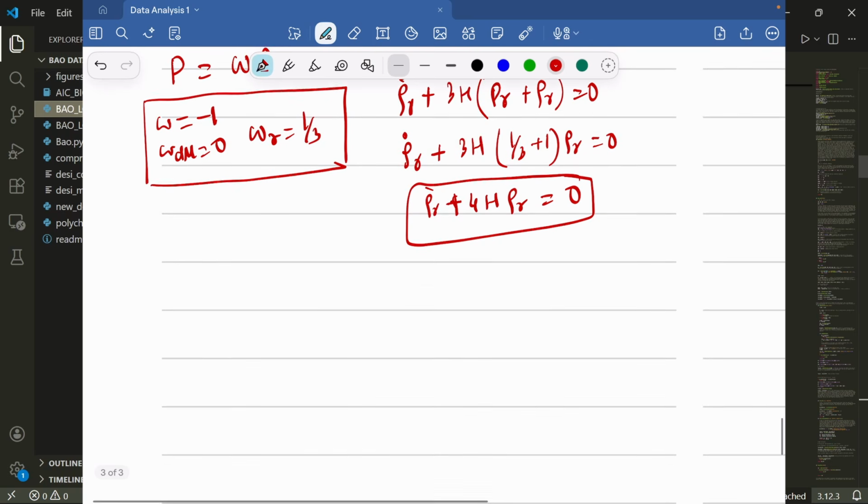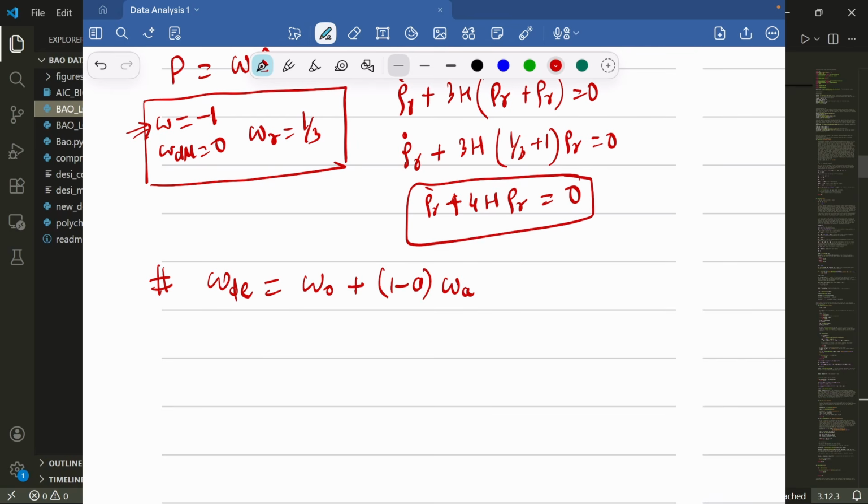Let's say you have another model for the cosmological constant. Let's say I don't want to fix my equation of state to -1. So my dark energy equation of state could be omega 0. Let's say that it is not varying with time, but it is different from -1. This is called a one-parameter extension of lambda CDM. There is another parameterization, omega 0 plus (1 minus a) times omega a. What is this? This is called the CPL parameterization.